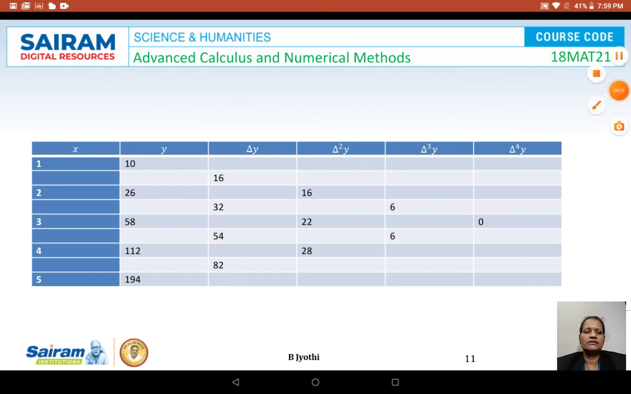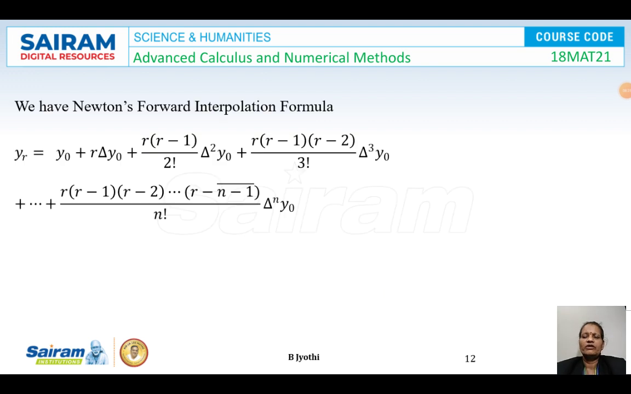Now let us see the forward interpolation formula and then we will substitute these values. Newton's forward interpolation formula is given by yr is equal to y0 plus r delta y0 plus r into r minus 1 by 2 factorial into delta square y0 plus r into r minus 1 into r minus 2 divided by 3 factorial into delta cube y0 and so on. For this problem, only up to delta cube y0 is required. We don't require any other values because after that it will be 0.